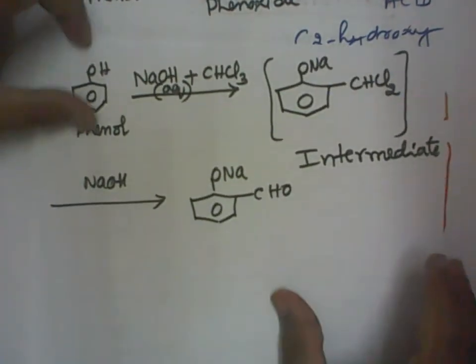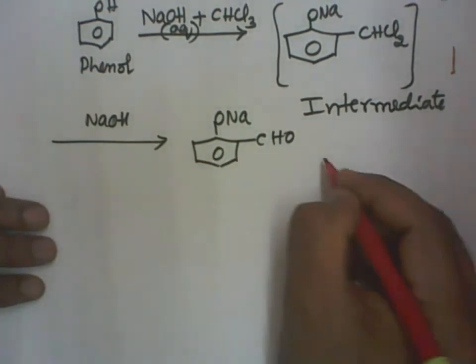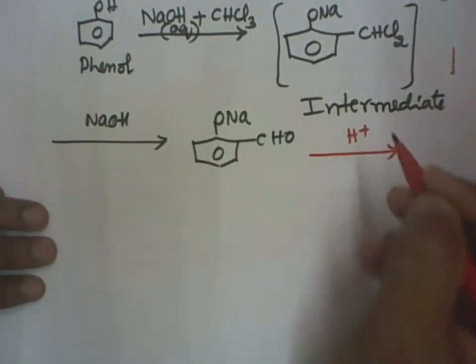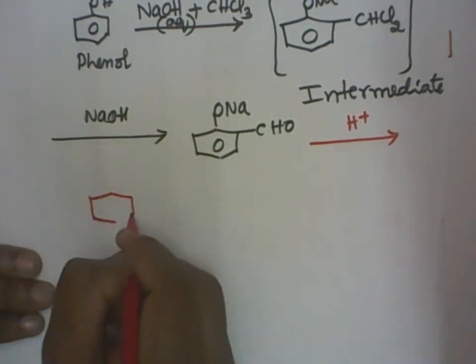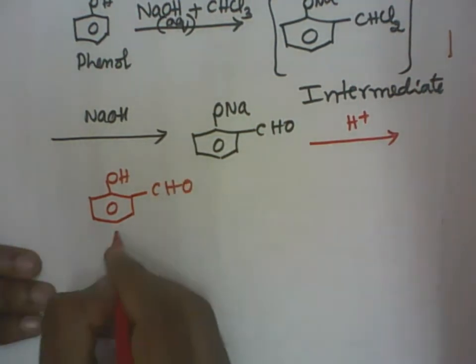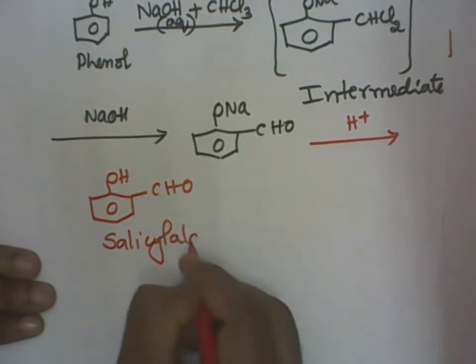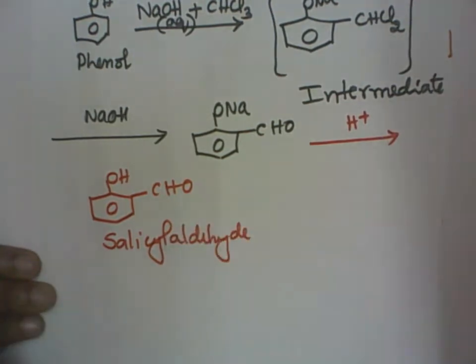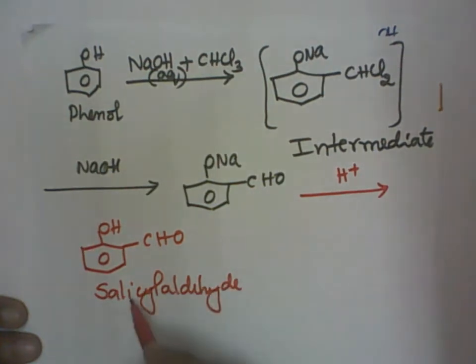Now, finally, it should be acidified. So acidification takes place, simply writing H plus here. Cl minus is not required. To give finally the product with OH and CHO. This is known as salicylaldehyde. And this is the sodium salt of salicylaldehyde.